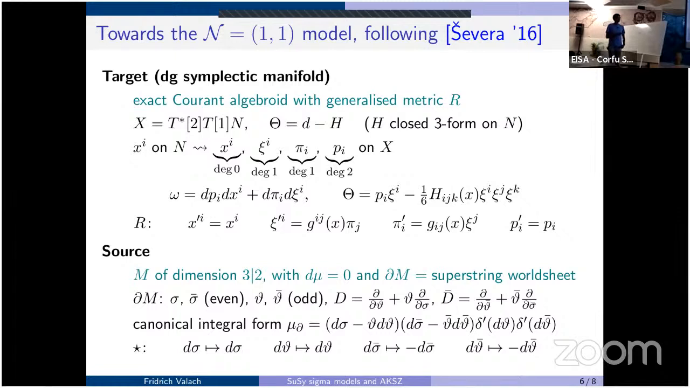Right. So, the indices are like this. These two are up and these two are down. And so I need a symplectic form, so I will just declare this to be Darboux coordinates. So P pairs with X and pi pairs with Xi. And this function theta written in these coordinates looks like this. And here I am using a closed three-form on the base manifold N.